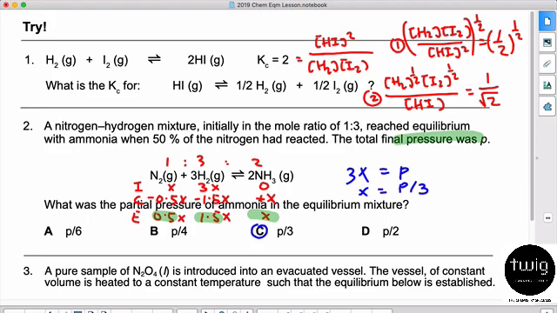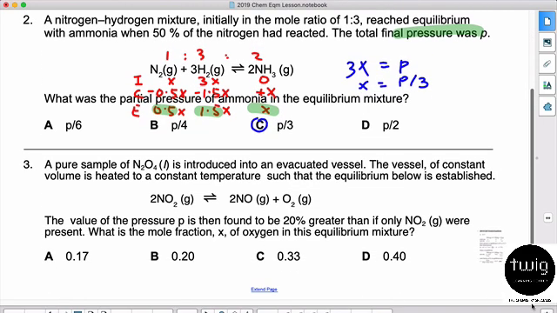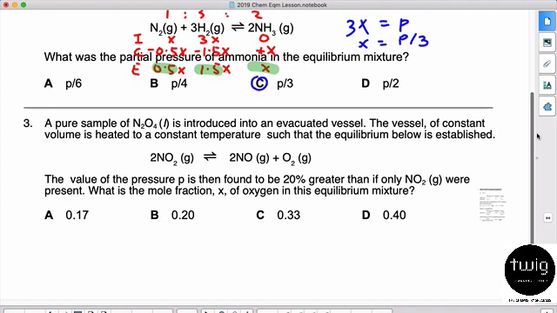Yeah? Okay, let's try this one. This one might be a bit more tricky. This is the A-level question. This one a little bit more tricky. So I'm going to work it out nicely and hopefully everybody can get it.